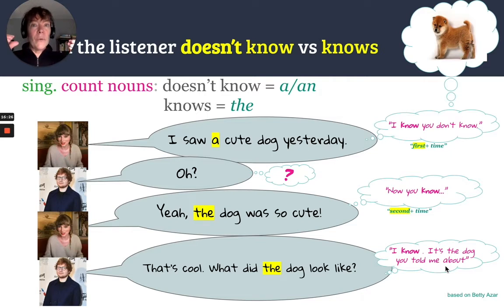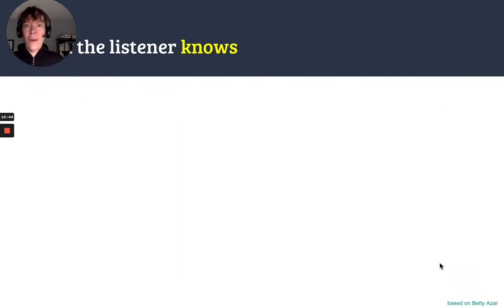Now, why do we switch from a to the? We switch because a is the listener doesn't know, the is the listener does know. There we go. So when you're reading sentences or when you're talking, you have to kind of think, does she know? Doesn't she know? Okay.